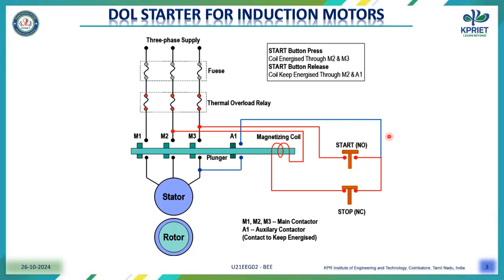The start button is a normally open contact, NO point. If you press the start button, the NO point is converted into an NC point, a normally closed point. Similarly, the stop button is normally an NC point, that is, normally closed. If you press the stop button, the NC point is converted into an NO point. So these are the basic components of the DOL starter. Now we are going to see the animation of this DOL starter.